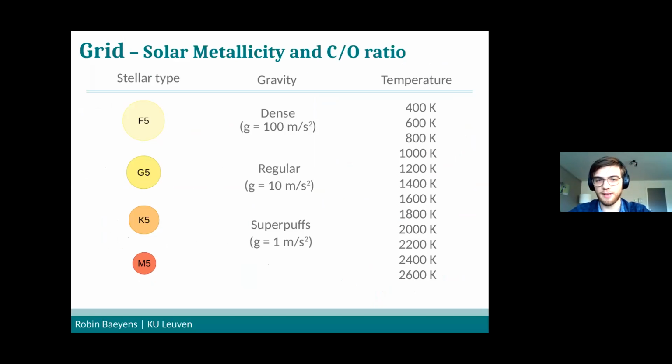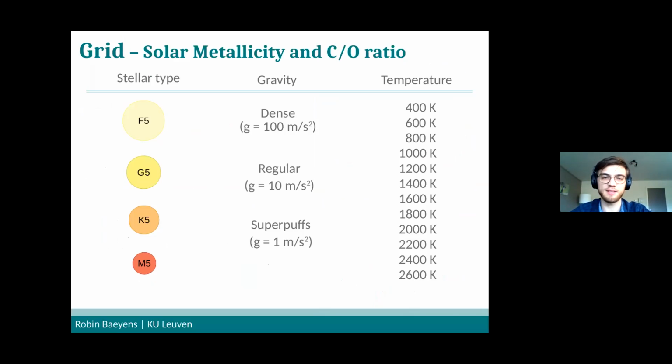For the grid, we have taken 4 different stellar types, 3 different gravities to basically probe the whole diversity of potential surface gravities in the known exoplanet population, and quite densely spaced temperatures. So we have 12 different temperatures going from quite cold to rather hot exoplanets.